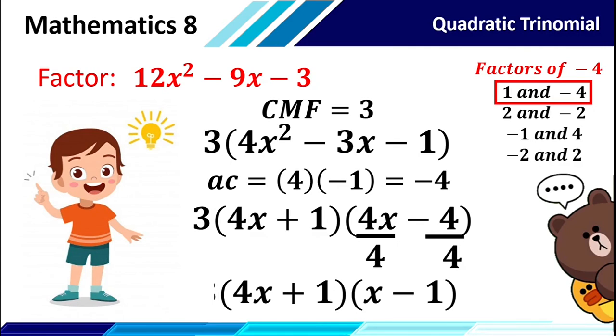Our last step, and please do not forget, is to rewrite your common monomial factor in front of your cofactors. Therefore, the factored form of 12x squared minus 9x minus 3 is the quantity of 4x plus 1 times the quantity of x minus 1 times 3.